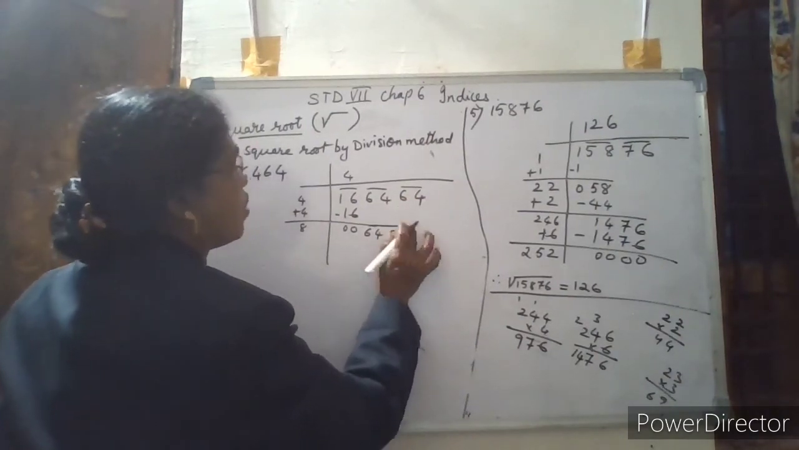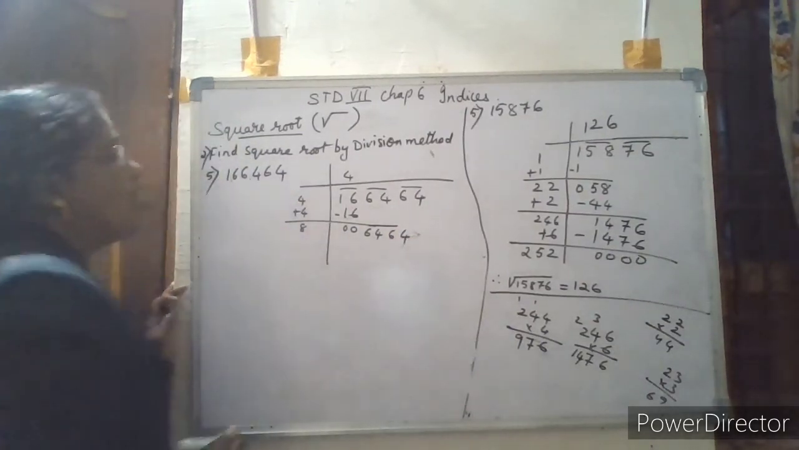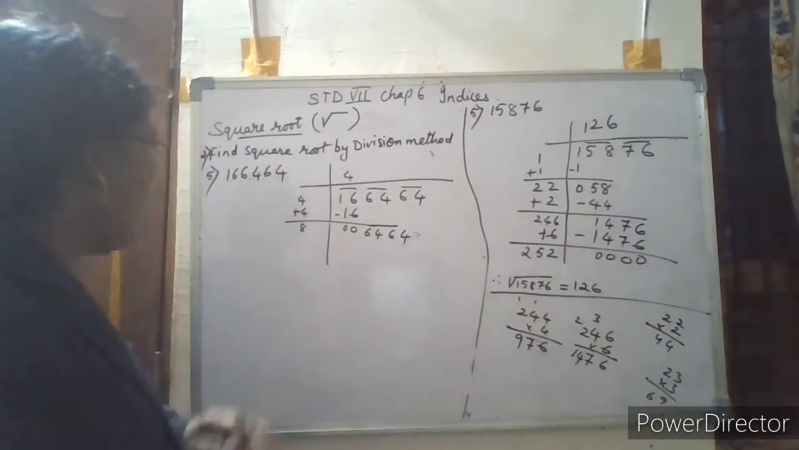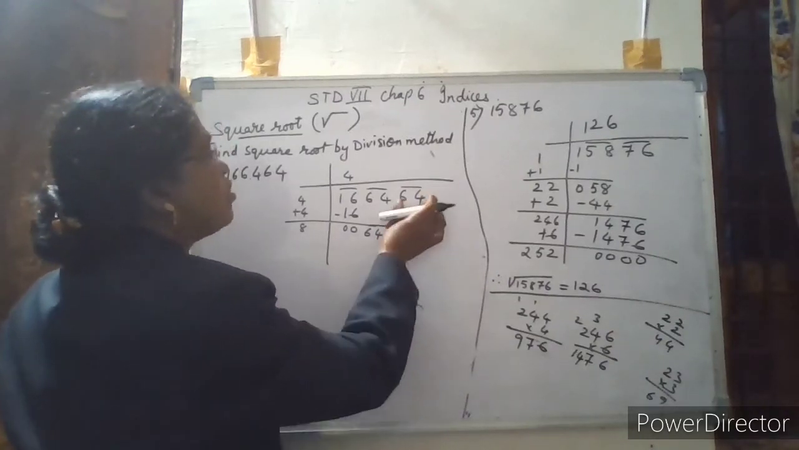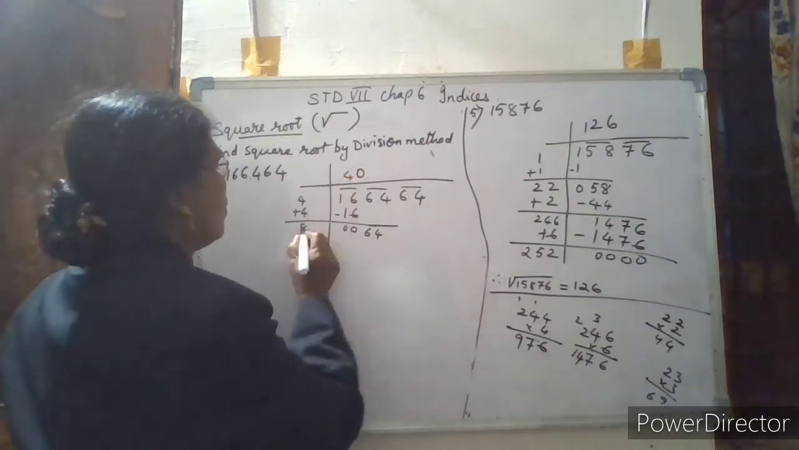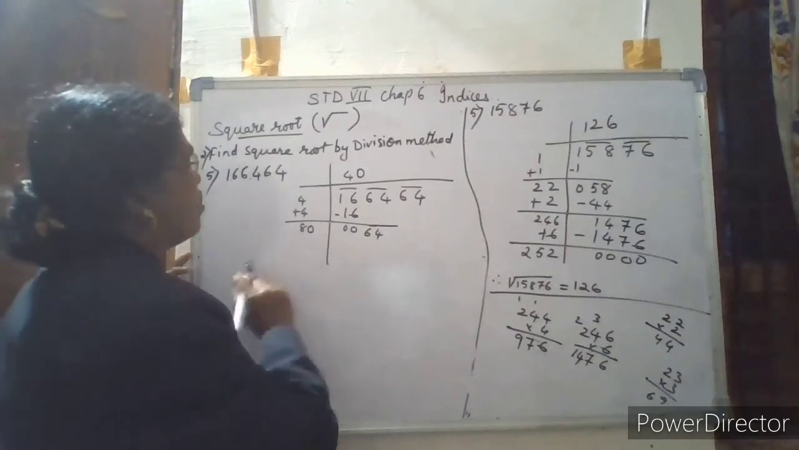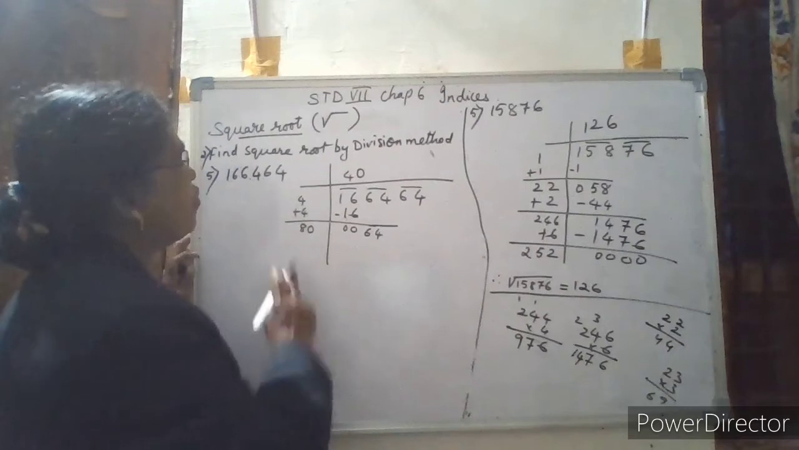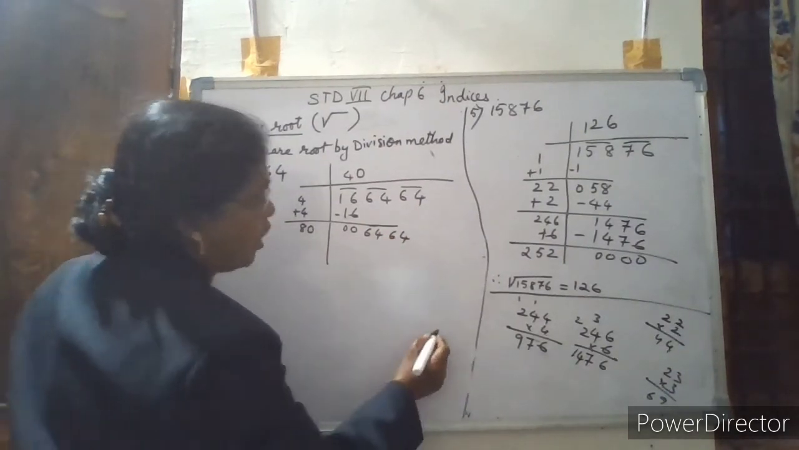Bring down. Now the dividend is 6,464. So when I have to bring down the next pair of digits, before bringing down you have to put a 0 to the quotient, and here also this is the divisor. For this divisor also you have to put the 0. So now bring down this 6 4. Now I have to take 8 and 0 and then multiply and see what I get.